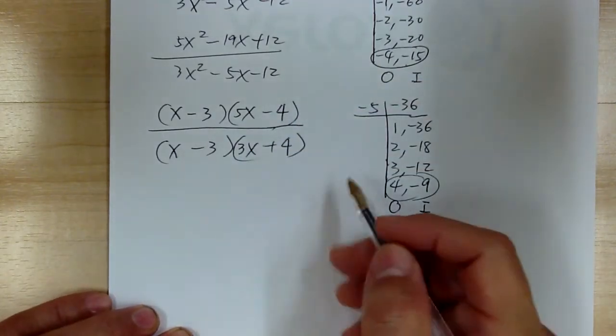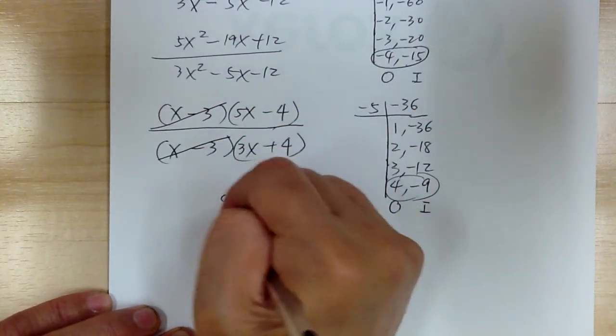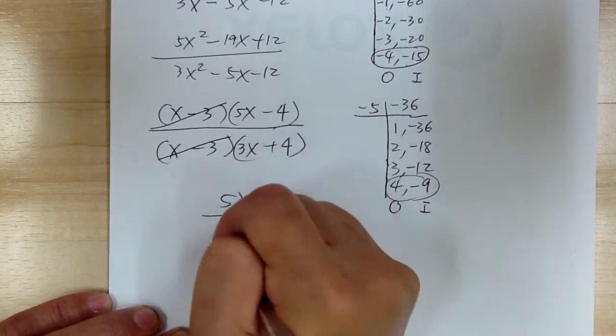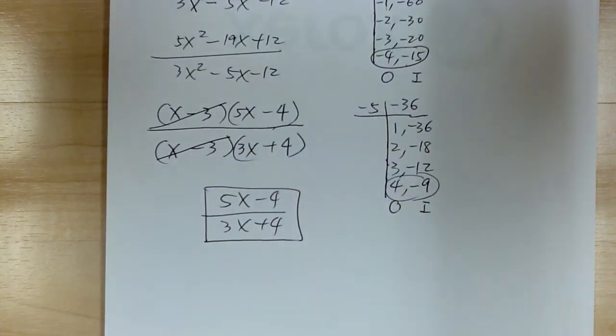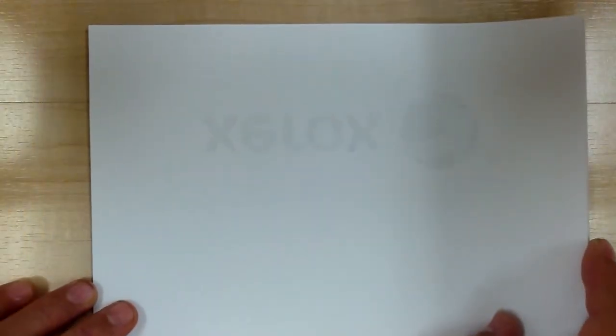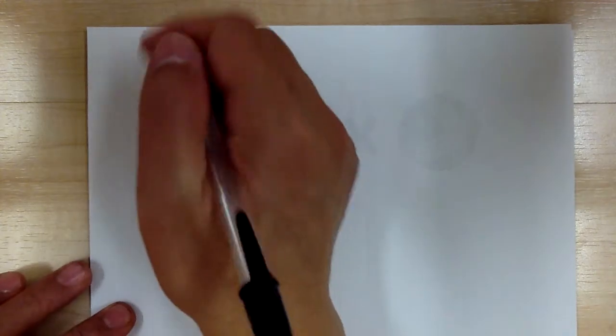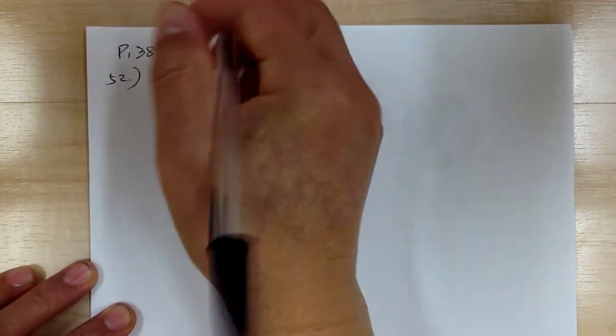And after you factor, then you can cancel the group. So your answer would be 5x minus 4 over 3x plus 4. Okay, let's go to 52.